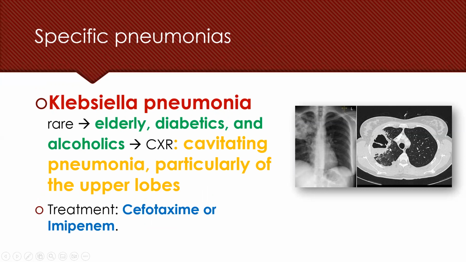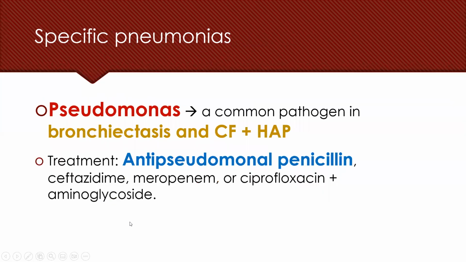This is a CT scan of the chest showing cavitating lesions affecting the upper lobes of the lung. Treatment here is by cefotaxime or imipenem. Pseudomonas is another form of specific pneumonia, and Pseudomonas itself is a common pathogen associated with bronchiectasis and cystic fibrosis, and may also be associated with hospital-acquired pneumonia.